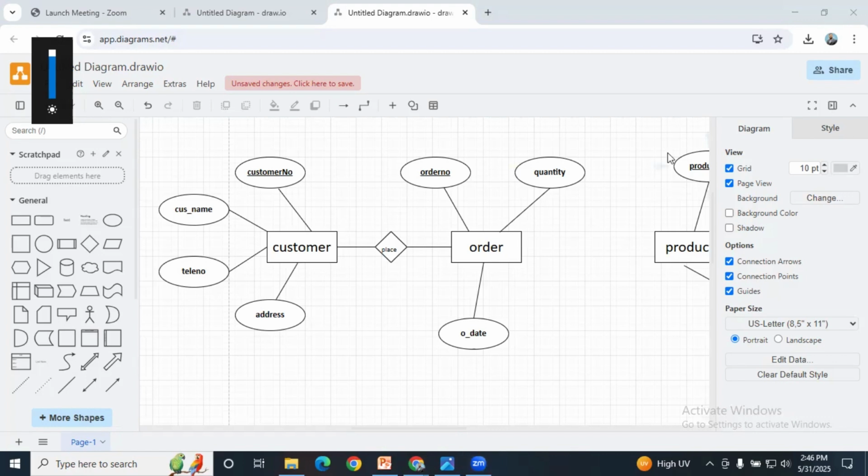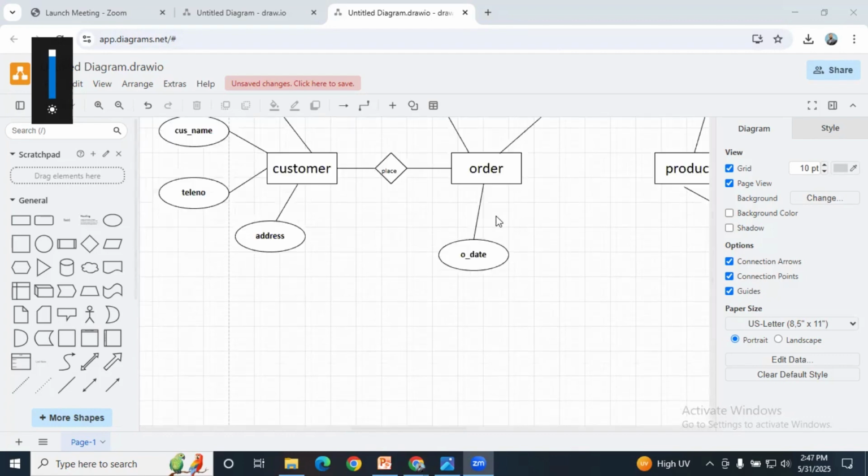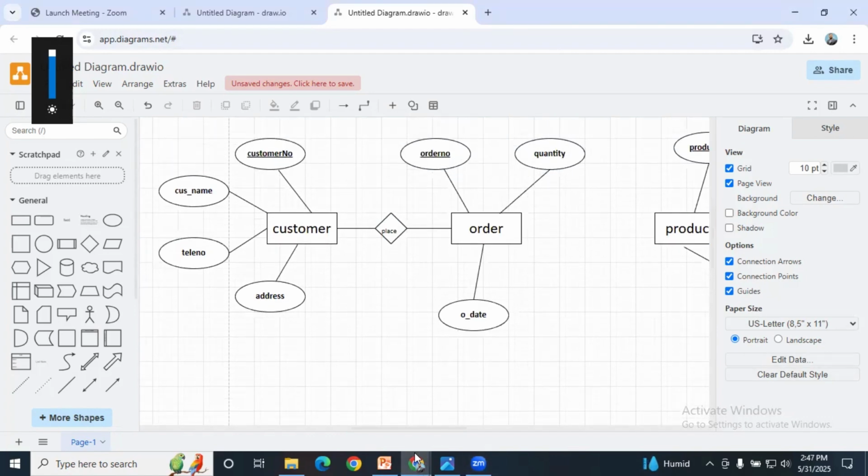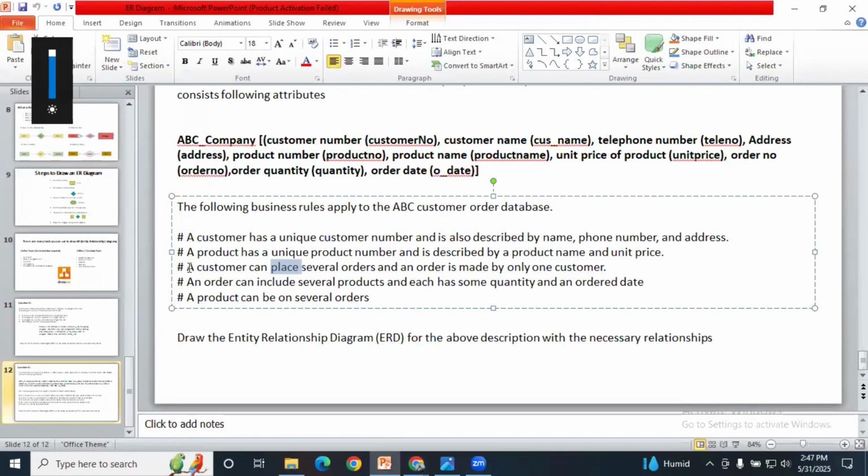Someone says one to many, someone says many to many, and someone says one to many. Okay. How do we clarify it? According to the third line, a customer can place several orders.